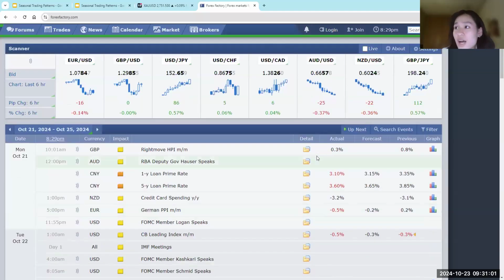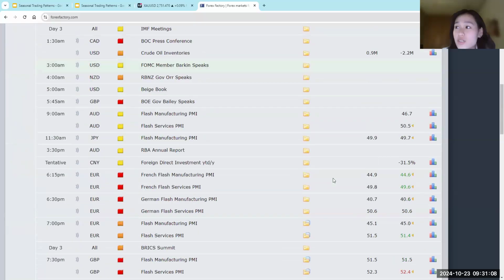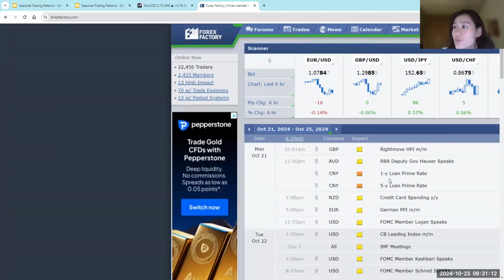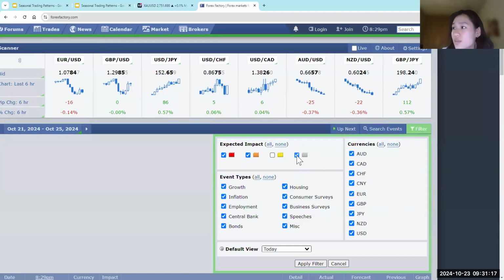So you can see if I have all of the filters ticked, there are a lot more events to cover for each week. That's why I like to just focus on the medium and high impact events, so the orange and the red icons.